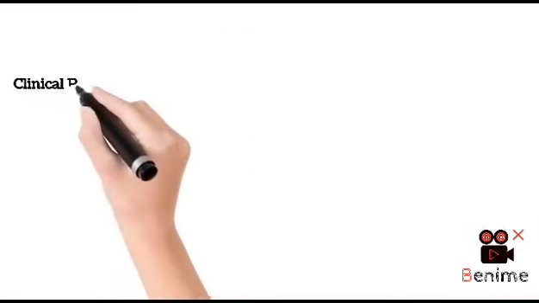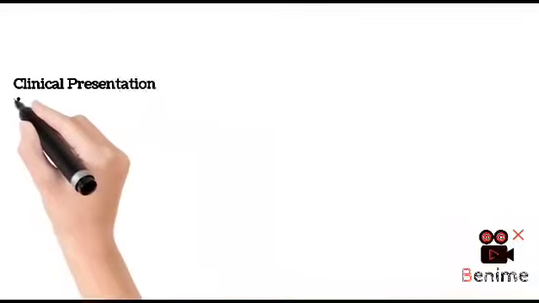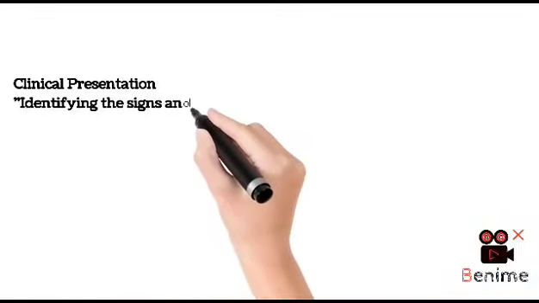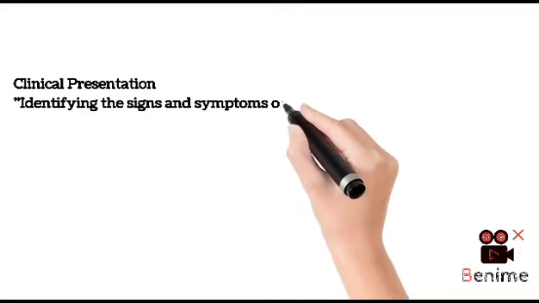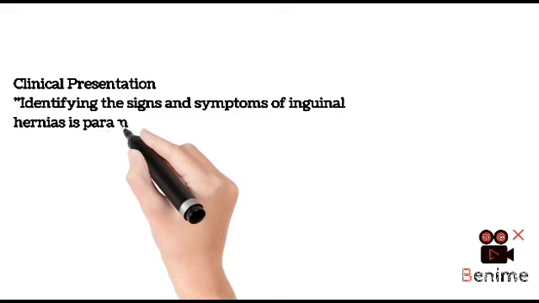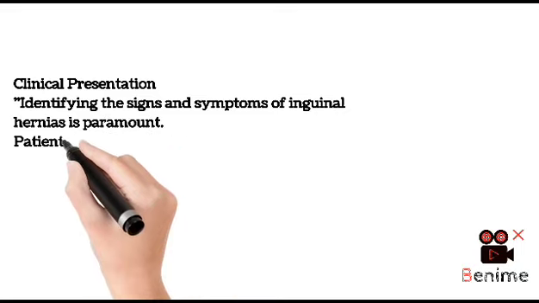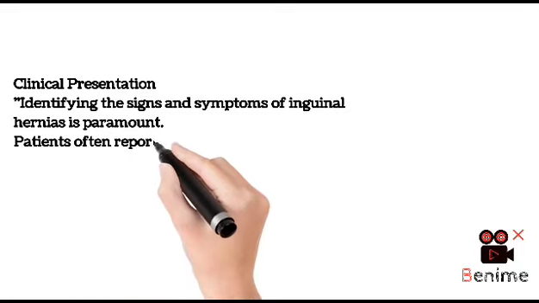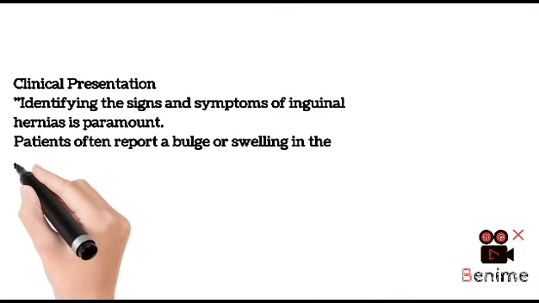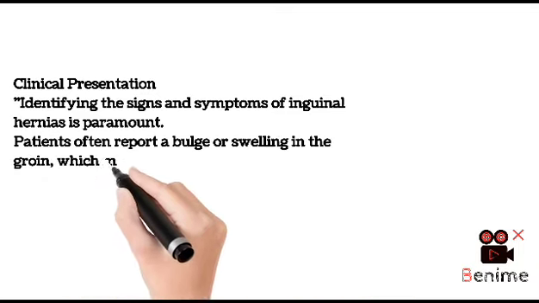Clinical presentation. Identifying the signs and symptoms of inguinal hernias is paramount. Patients often report a bulge or swelling in the groin, which may be reducible or irreducible. Pain, especially during activities like lifting, coughing, or straining, is another common complaint. An inguinal hernia that can't be moved back into the abdomen is called an incarcerated hernia.